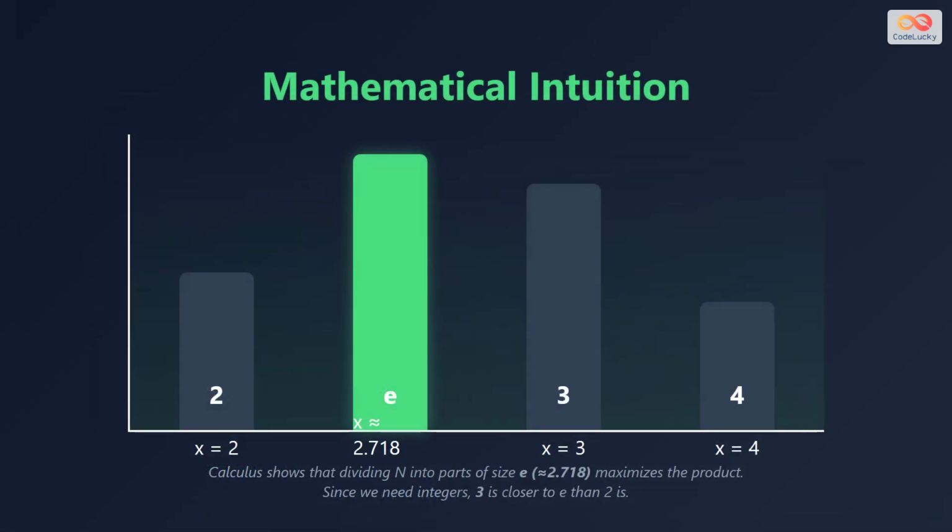For the math enthusiasts out there, this comes from calculus. If you want to maximize x to the power of n divided by x, the optimal value for x is Euler's number, e, which is roughly 2.718. Since we are restricted to integers, the integer closest to e is 3. That is why 3 is our primary building block.